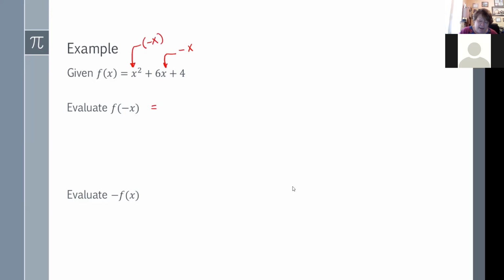So f of -x is -x squared plus 6 times -x plus 4. Wherever there was an x in my function, I replaced it with a -x. And what do I get? Well, if I square a negative, that makes it positive. So f of -x is x squared minus 6x plus 4. So we get something different than what we started with when we replaced x with -x.